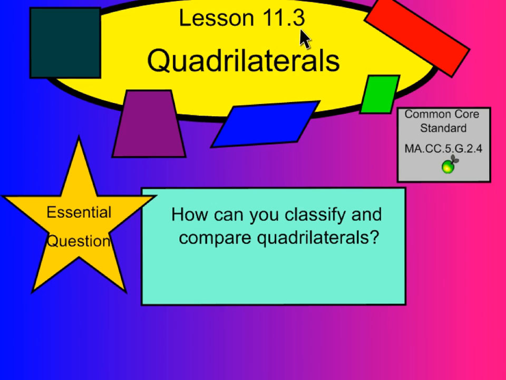Welcome to Lesson 11.3, Quadrilaterals. Our essential question for tonight is how can you classify and compare quadrilaterals? Let's get started by turning in your Go Math book to Lesson 11.3.